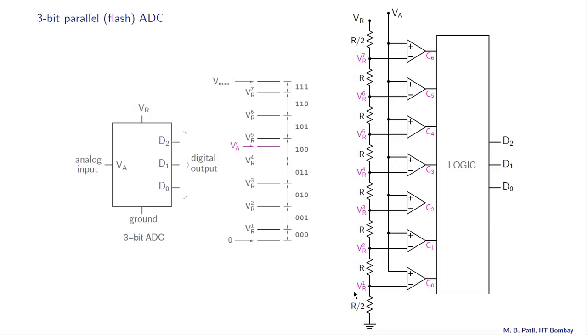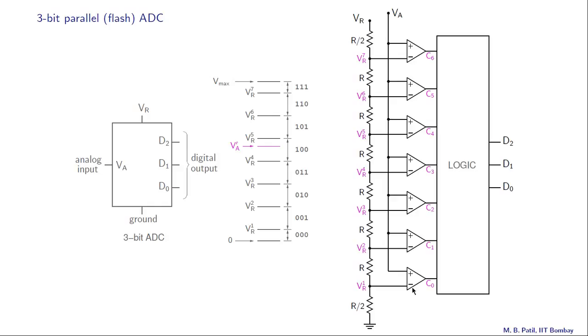For example, VR1 would be R by 2 divided by this total resistance multiplied by VR. What is the total resistance? We have R by 2 here, then we have 6 of these R's, so that means 6R, and another R by 2, so that is 7R in all. So VR1 would be R by 2 divided by 7R times VR. VR2 would be 3R by 2 divided by 7R times VR, and so on.